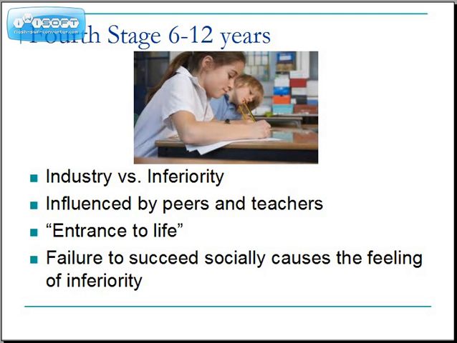Stage 4 of Erickson's theory deals with ages 6 to 12. The major conflict of this stage is industry versus inferiority. This is the age where children spend more time with their peers and teachers than with their parents. This causes them to have a much bigger influence on them. This is considered their entrance to life, where they are becoming very independent. They become inferior in this stage if they do not succeed socially.